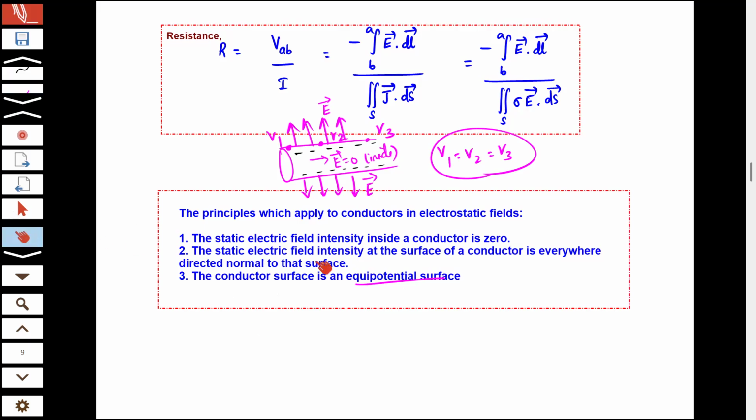So these are a few observations or principles which apply to the conductors in electrostatic fields. The first point being electric field inside the conductor is zero because the charges will be deposited only on the surface, not in the entire volume of the conductor. Second is, since the charges are on the surface of the conductor, electric field intensity is everywhere normal to the surface of the conductor. Then everywhere on the surface of the conductor, the potential is same. We can call the conductor surface an equipotential surface.